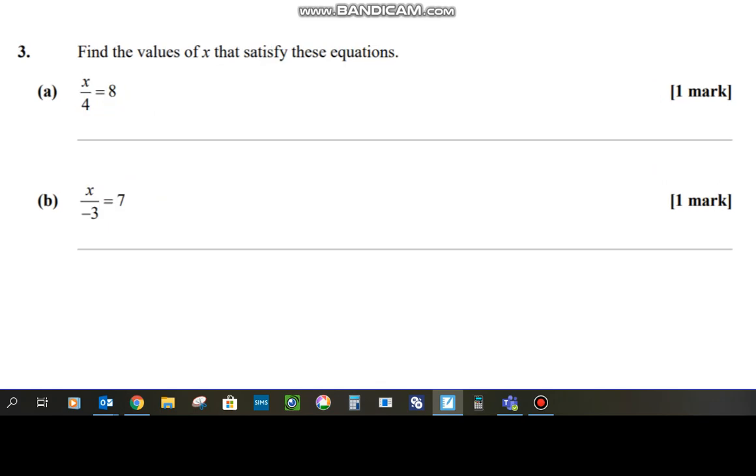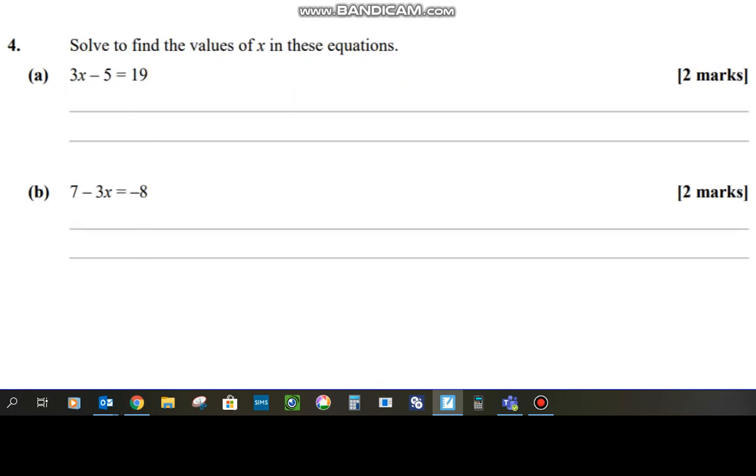Right, to question 3, for this one we multiply through by the 4, giving us x is equal to 32, and this one we multiply by the minus 3, giving us x is equal to negative 21. Okay, for this one we're down to 2 stages for 4a, so we want to add the 5 first of all to give us 3x is equal to 24, and then we divide by the 3, giving us x is equal to 8.